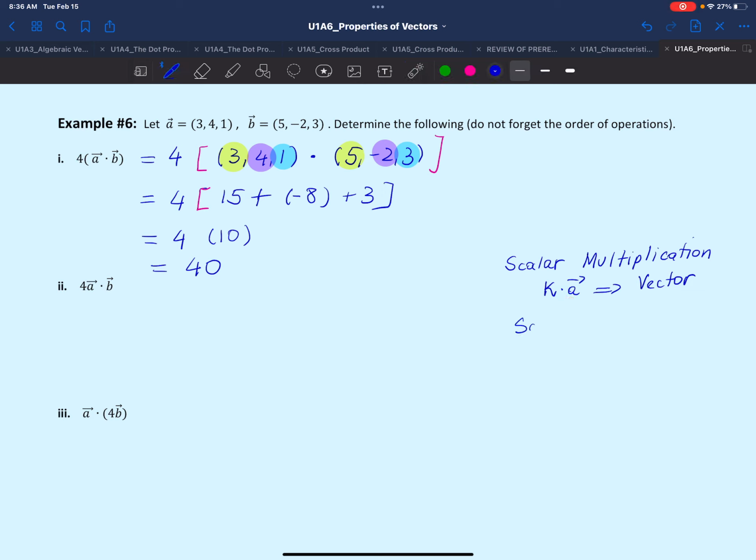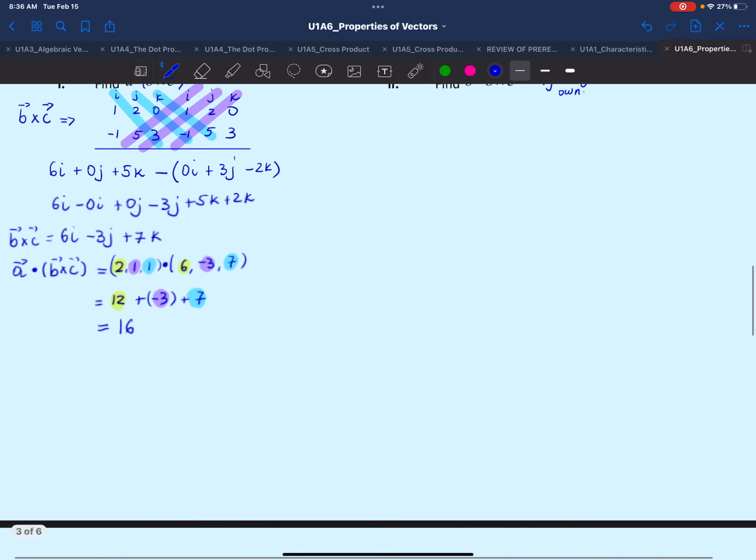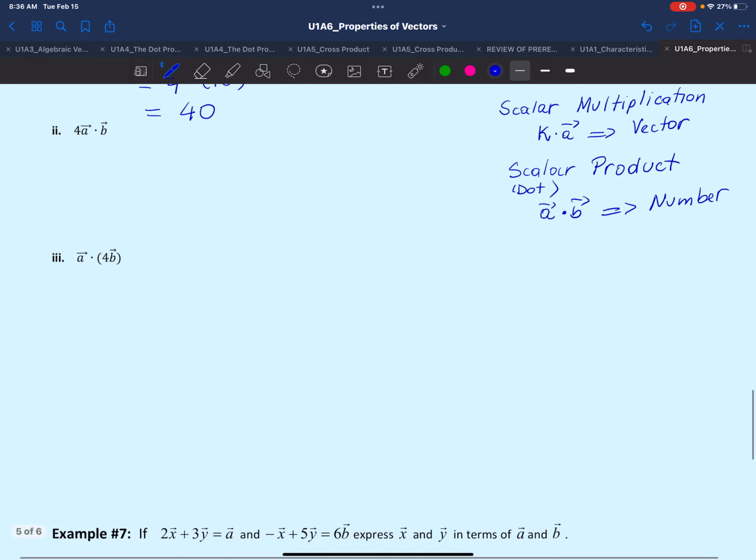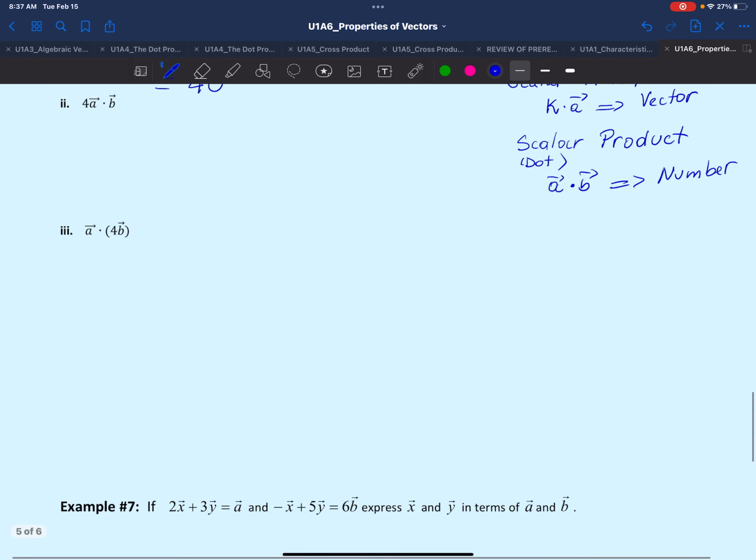So in scalar product, not scalar multiplication, but scalar product, we assume dot product. It's the same thing as dot product. In dot product, we multiply two vectors together, and the answer we get is a number or a scalar. So in our case here, we have the scalar multiplication for A, and then we will apply the dot product.